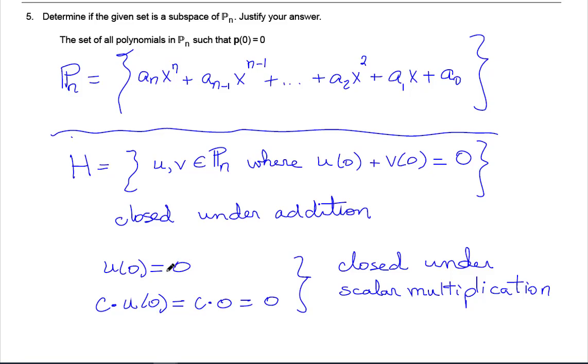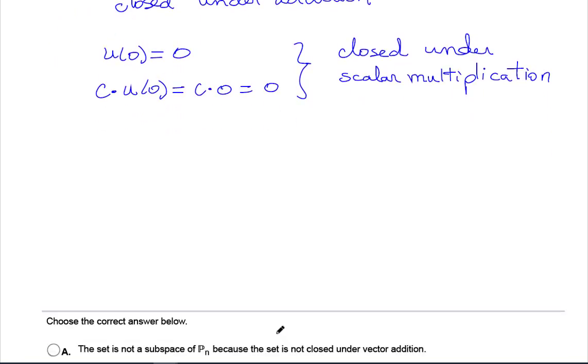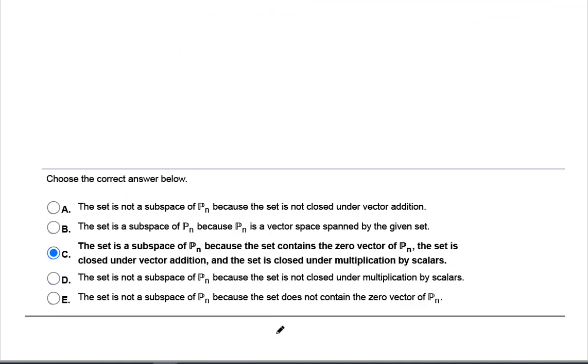Let's see, what about if I have u(0) is 0, and now I multiply that by a scalar. Well, that doesn't change anything. I still get 0. So it is closed under scalar multiplication. The 0 is in there because if I've got the 0 polynomial and I put in 0, I still get 0. So yes, it is a subspace.